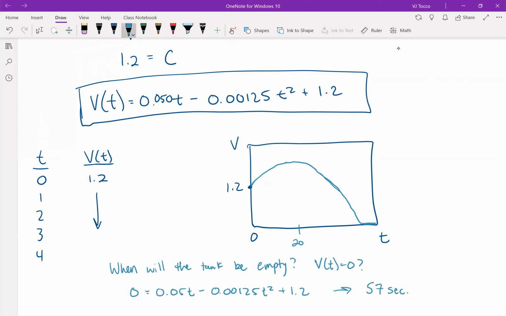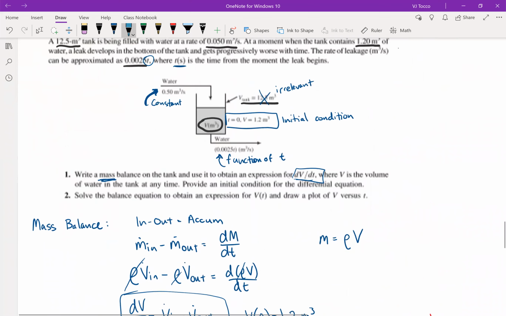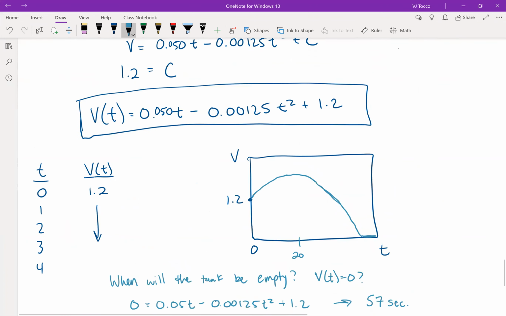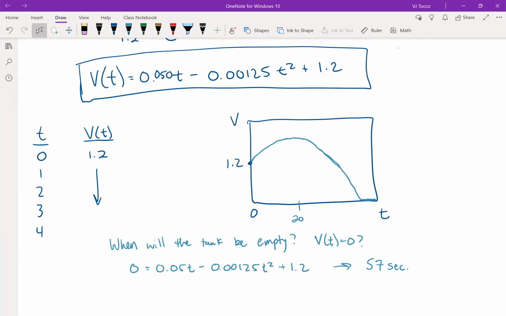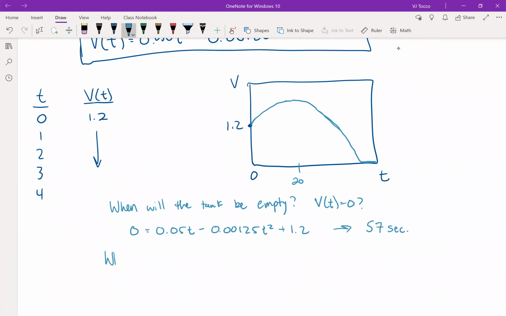I'm kind of skipping around a little bit, but another useful question you can ask yourself is, will the tank overflow? At the very beginning, I mentioned that that's one thing you might definitely want to know. If the whole tank is 12.5 meters cubed, you could ask yourself at any point, will the volume exceed 12.5 meters cubed? In order to do that, you can calculate the max V in the tank. As a side question, will it overflow, and if so, when?